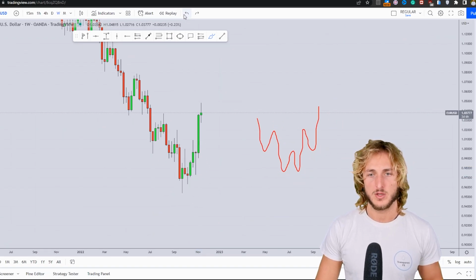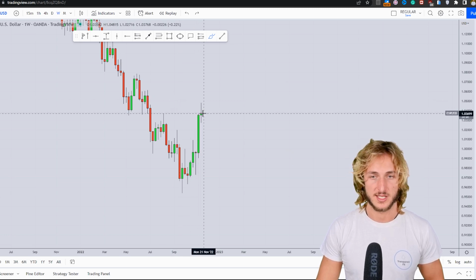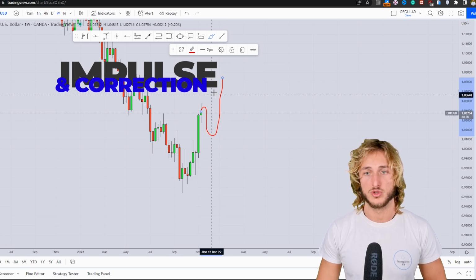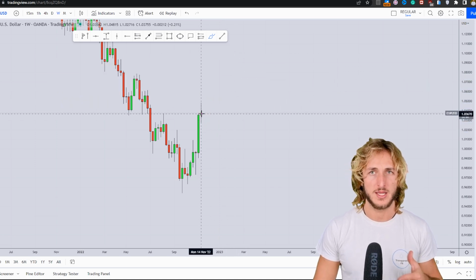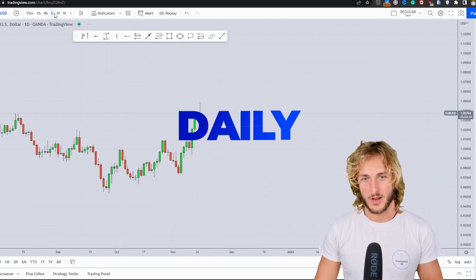Now, here on the weekly, what we can also notice is that at this point, you are pretty much overextended to the upside and in need of a correction before then seeing more potential bullish continuation. So also here on the weekly, a bit overextended to the upside and in need of a correction. Dropping down on the daily.